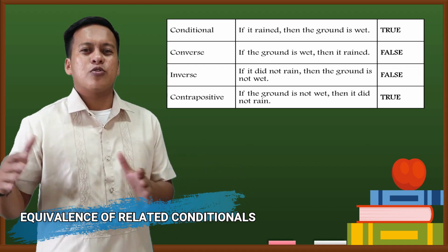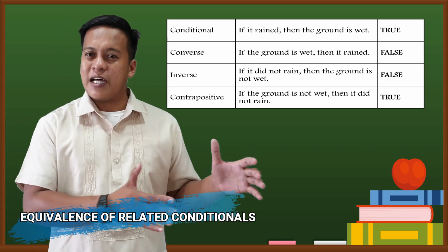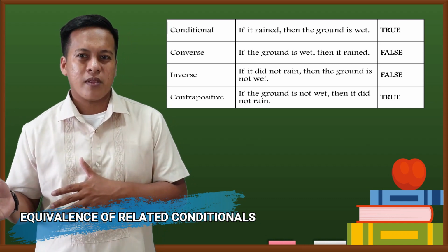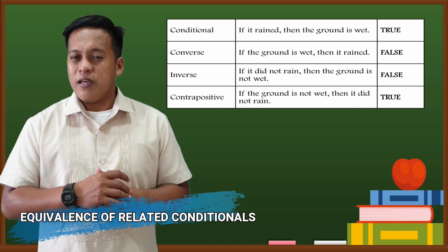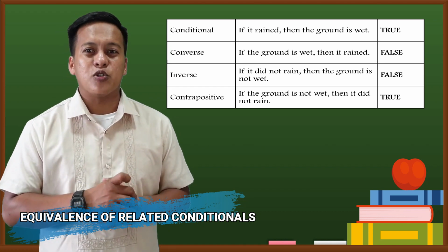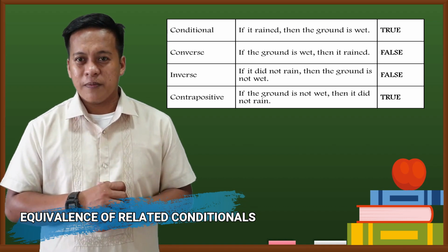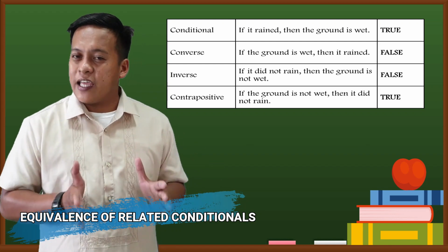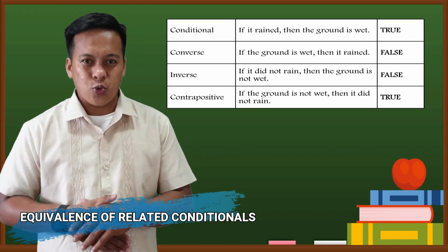Now, let us go to the contrapositive. If the ground is not wet, then it did not rain. Given that the ground is not wet, it is certain that all factors causing the ground to be wet did not happen. Therefore, it is certain that it did not rain. So, this statement is true.